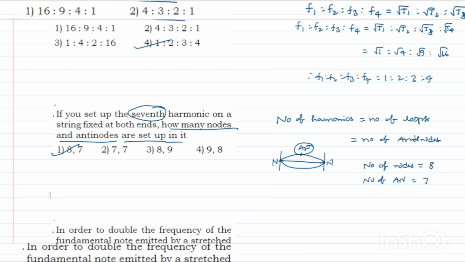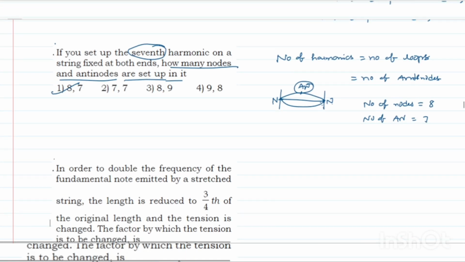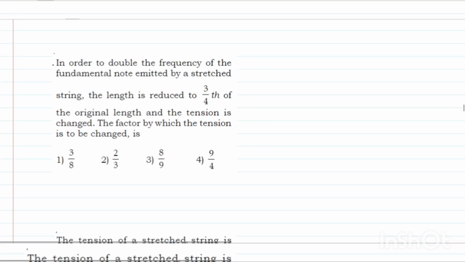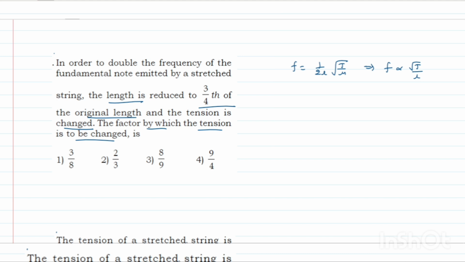Let us see the next question, students. In order to double the frequency of the fundamental note emitted by a stretched string, the length is reduced to 3/4 of its original length, and the tension is changed. Find the factor by which the tension is to be changed. Here the formula for frequency is 1 by 2L into root over T by mu, students. Here the frequency is directly proportional to root T by L.